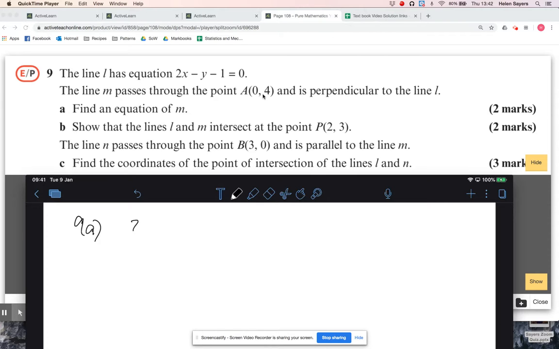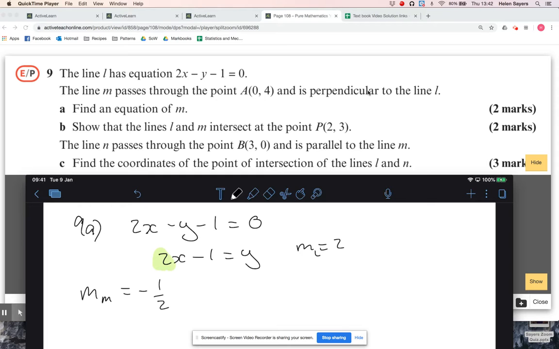Line L, they give us in this form. If I just add the y over, I can then immediately see that the gradient of line L is 2. M is perpendicular, so I'll use subscripts to differentiate between the gradient of L and the gradient of M. If it's perpendicular, that's going to be a gradient of minus 1/2, and line M goes through the point 0, 4.